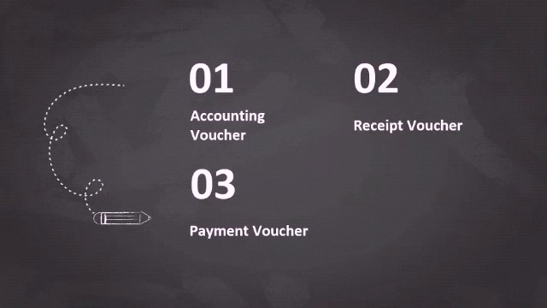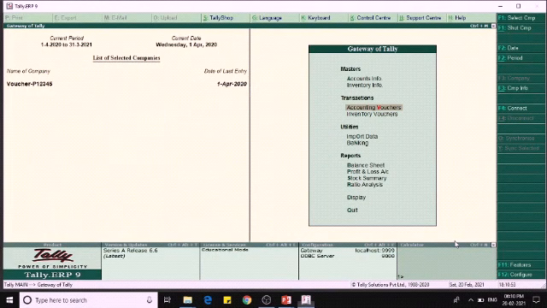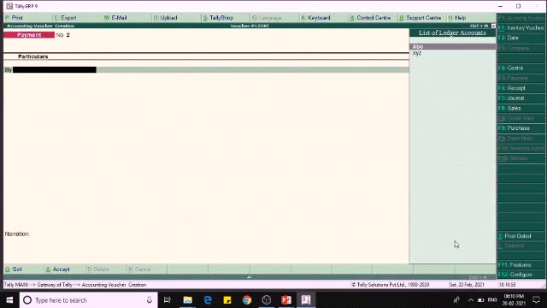And the next one is contra voucher. Depositing of cash into bank, withdrawal of cash from bank, fund transfer from bank to bank, and cash transfer from the main cash to the petty cash are the purposes of contra voucher. Now let us go to Tally. In the accounting voucher, you can see in the button toolbar, F4 is for contra. Okay.